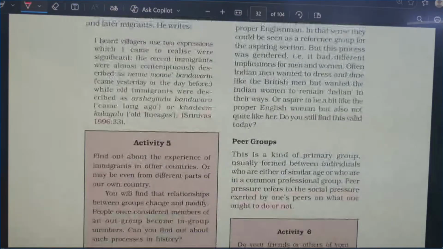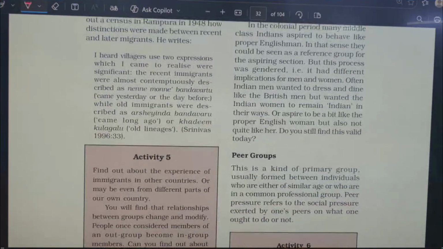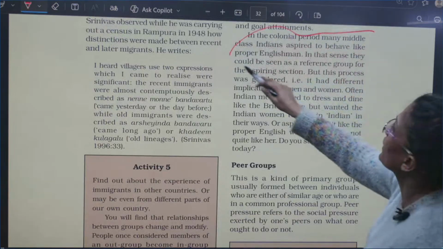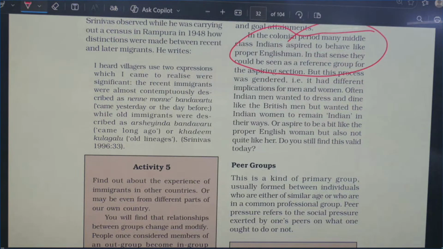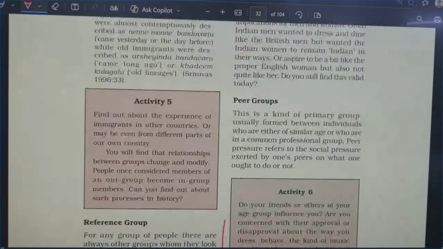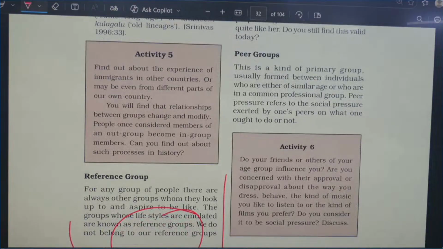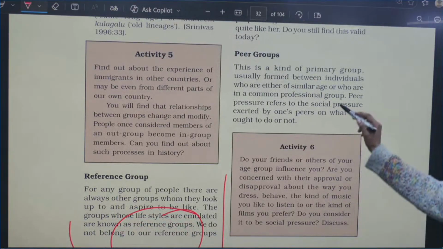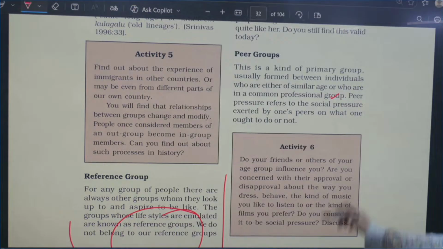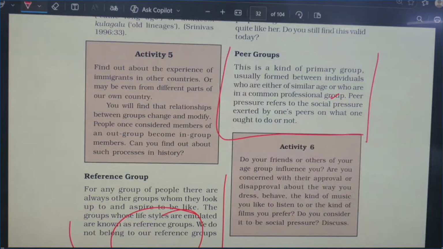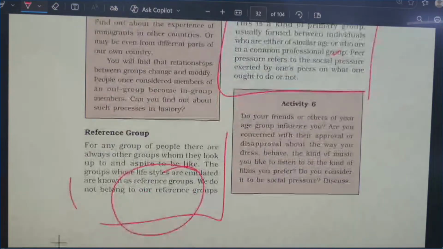Then peer groups. Many middle class Indians aspire to behave like proper Englishmen. Now peer groups. It's a kind of primary group usually formed between individuals who are either of similar age or who are in a common professional group. So peer pressure refers to the social pressure exerted by one's peers on what one ought to do or not. Like your friends. So it's a peer group.